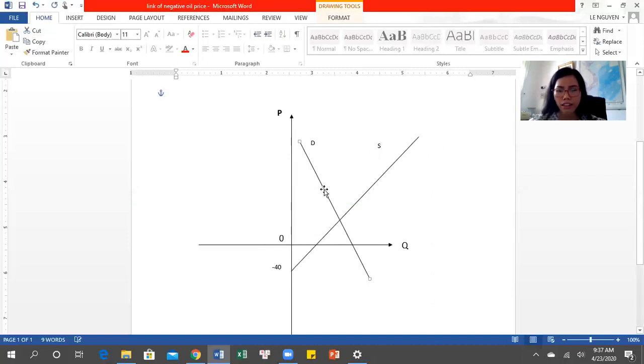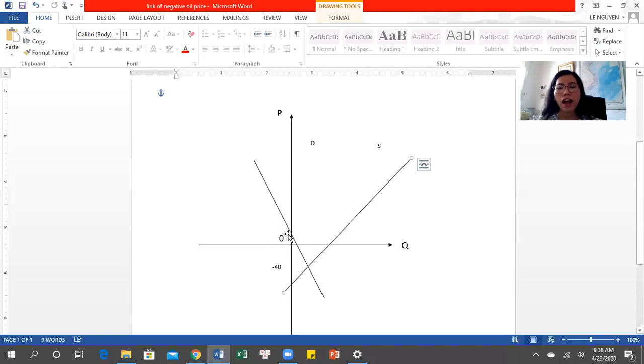So the third case: what happens if both demand and supply curves move at the same time? The demand curve shifts to the left and the supply curve shifts to the right. So both demand and supply shift at the same time, and you will see the oil price very low. That's why we can explain the oil price reaching minus $40.